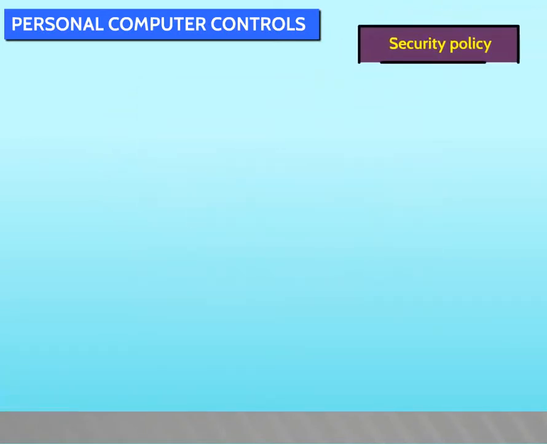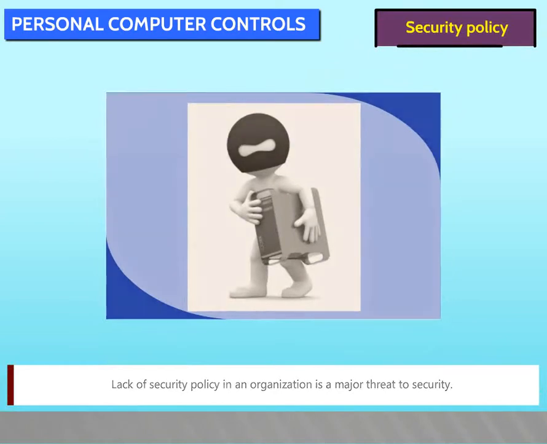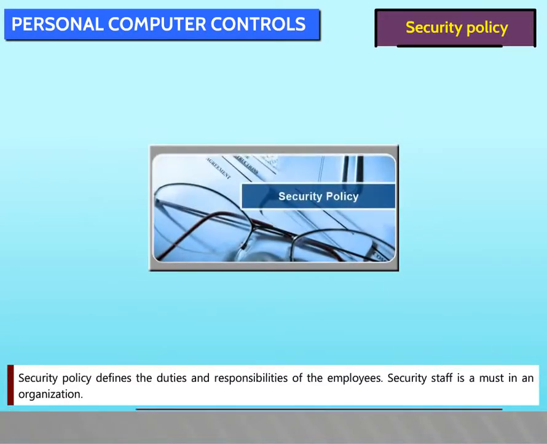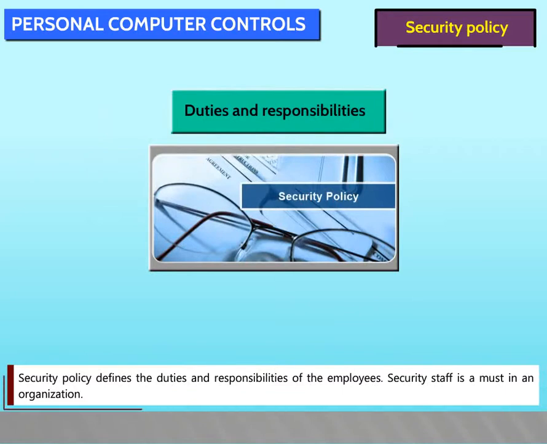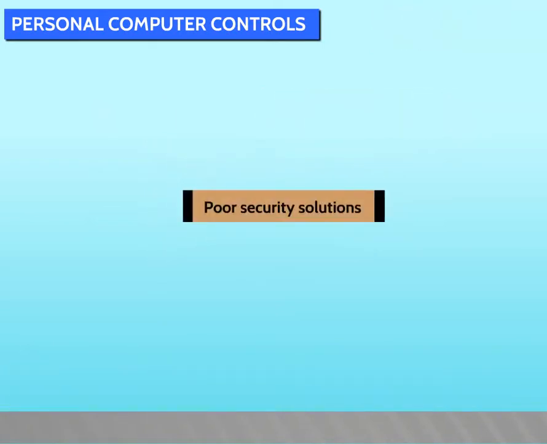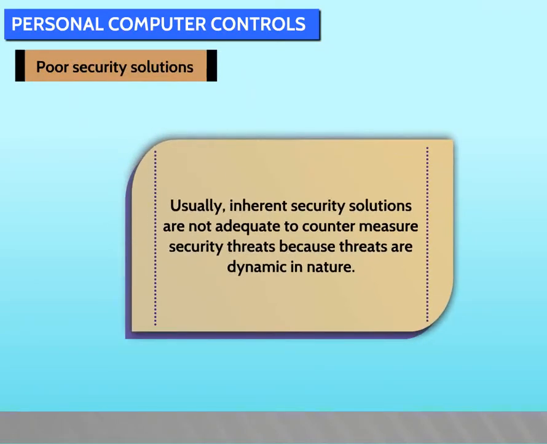Security policy. Lack of security policy in an organization is a major threat to security. Security policy defines the duties and responsibilities of the employees. Security staff is a must in an organization. Poor security solutions. Usually, inherent security solutions are not adequate to countermeasure security threats because threats are dynamic in nature.